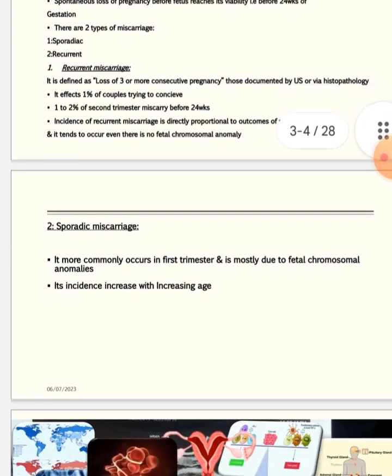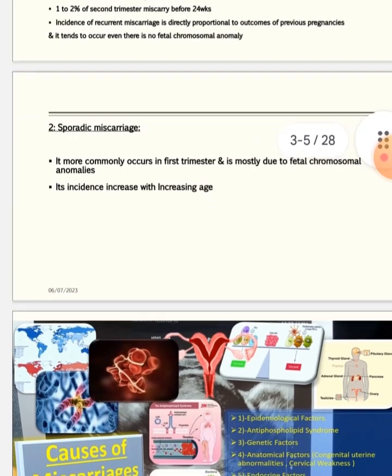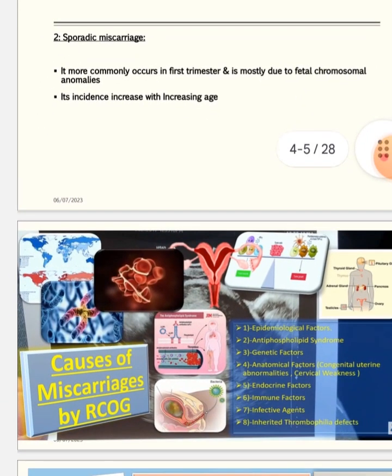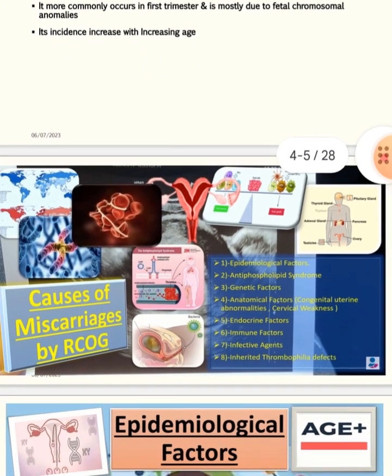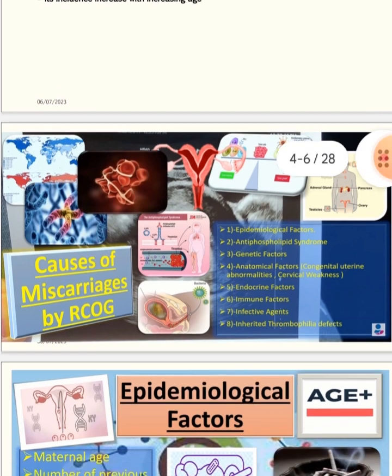Sporadic miscarriage more commonly occurs in the first trimester and is most commonly due to fetal chromosomal anomaly. Its incidence increases with increasing maternal age. What are the causes of miscarriage? Epidemiological causes, antiphospholipid syndrome, genetic causes, anatomical factors, which include congenital uterine abnormalities and cervical weakness, endocrine factors, immune factors, infective agents, and inherited thrombophilia defects.